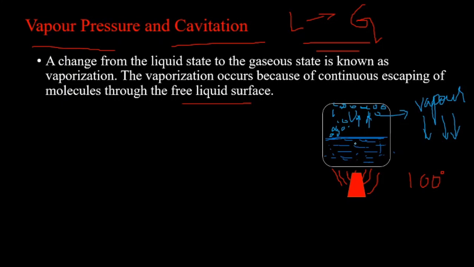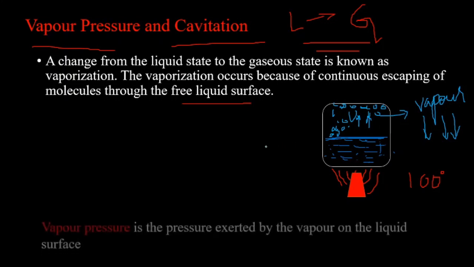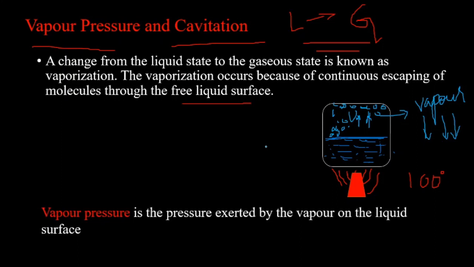or the pressure at which liquid is converted into vapors. The pressure at which liquid is converted into vapors is also called vapor pressure. Fine, understood. So the pressure created by the vapor molecules on the free liquid surface is known as what? Vapor pressure. So vapor pressure is the pressure exerted by the vapor on the liquid surface. Or you can also write it as the pressure at which the liquid is converted into vapors.